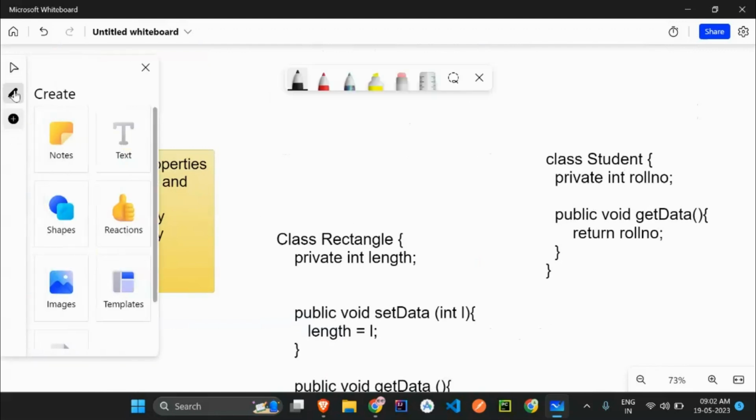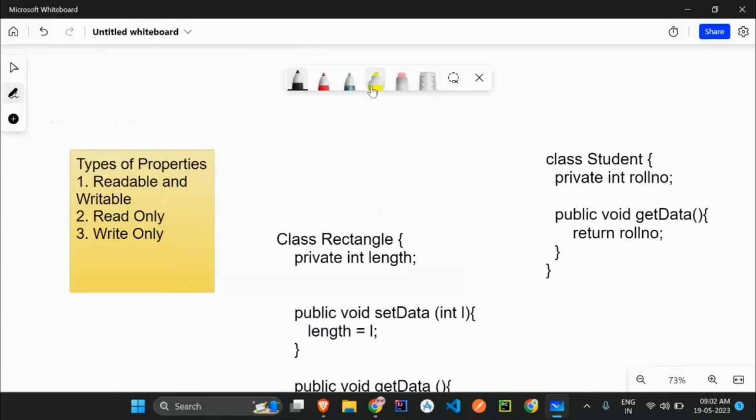So we have understood all of this: readable and writable, read only and write only.